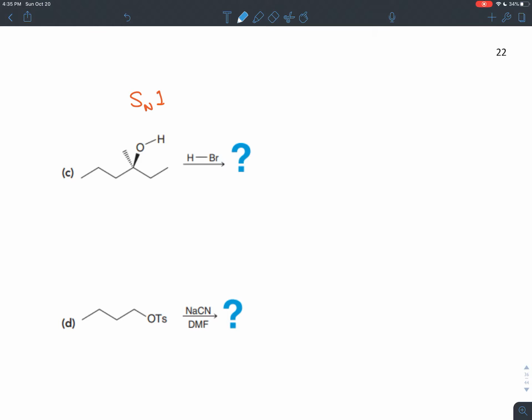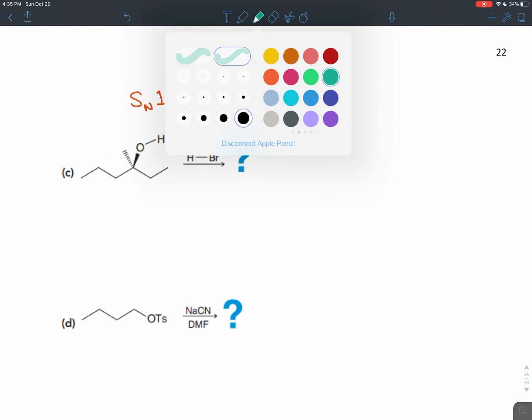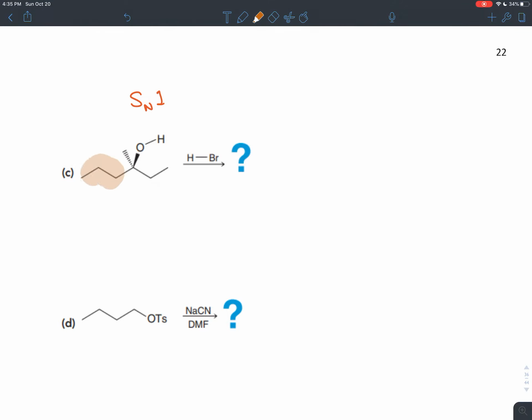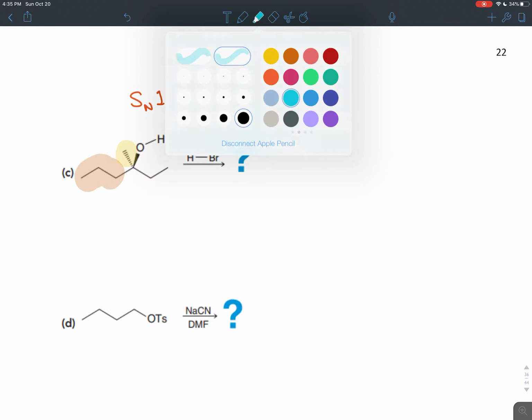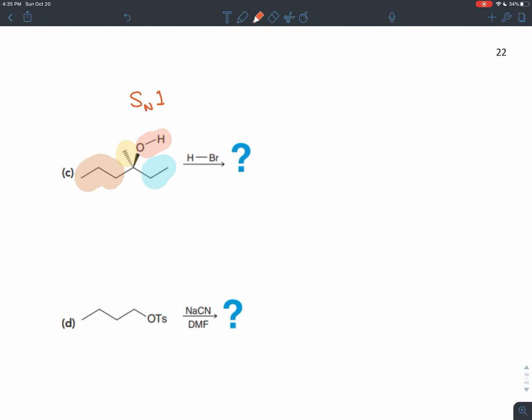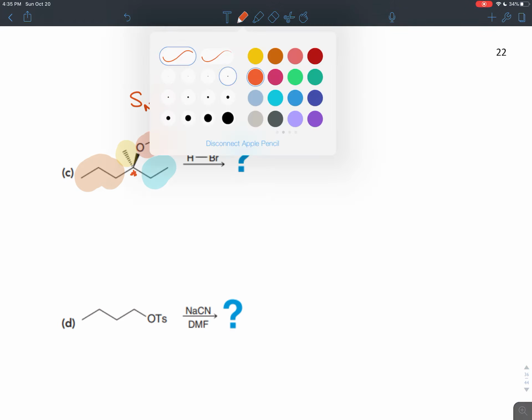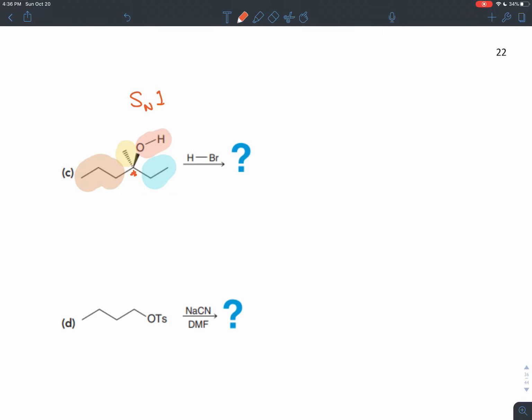But we do have a chiral center. To the left, we have a propyl group. Above, we have a methyl group. To the right, we have an ethyl group, and then we have this OH. So this carbon here, where we're doing this reaction, is a chiral center, which means that we'll get a trigonal planar, a flat carbocation intermediate, and the nucleophile can attack both on the top and on the bottom of that, and that will give two products.